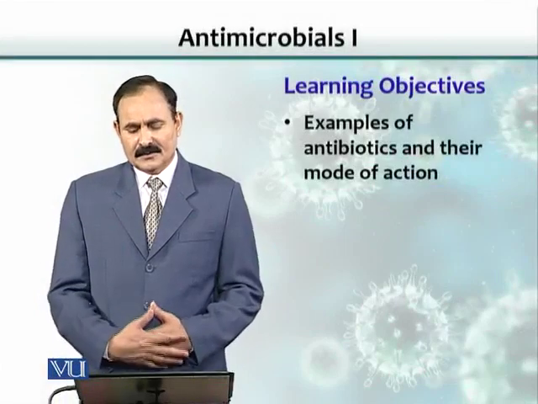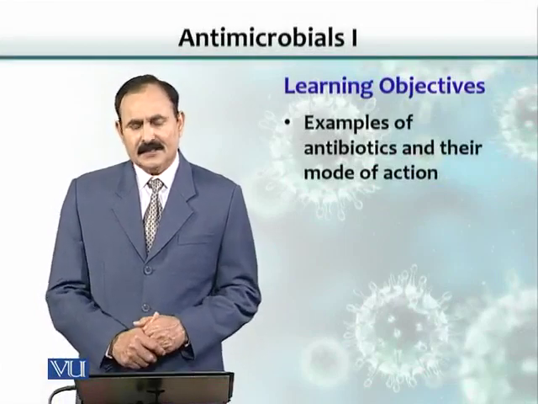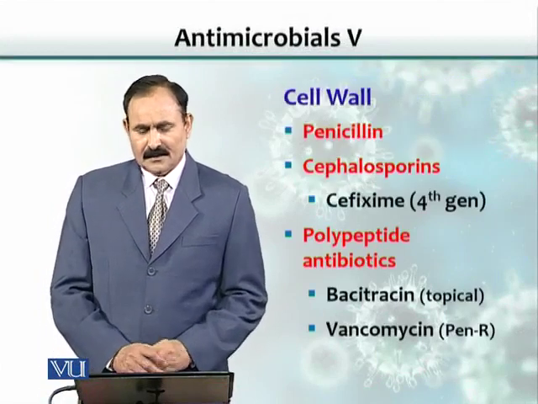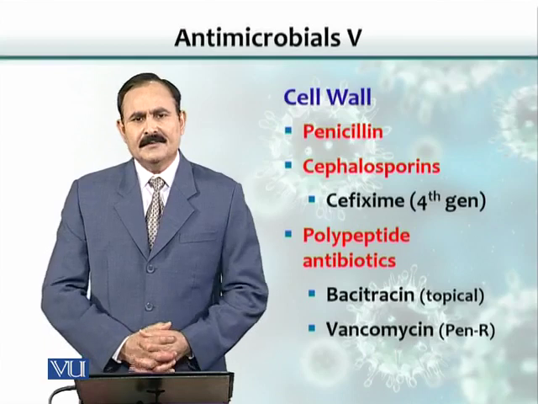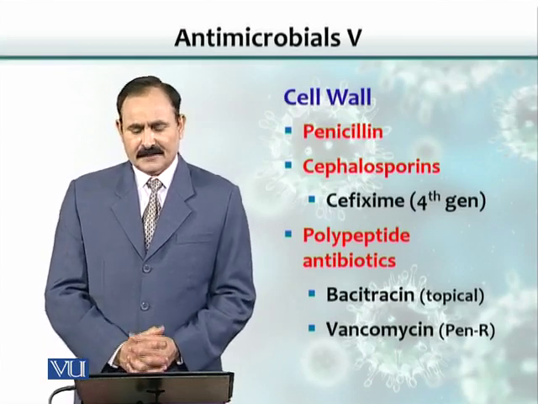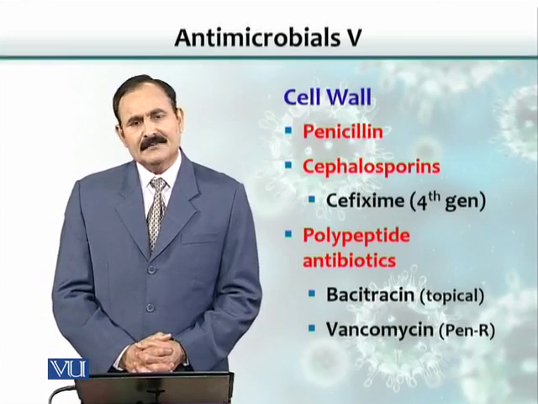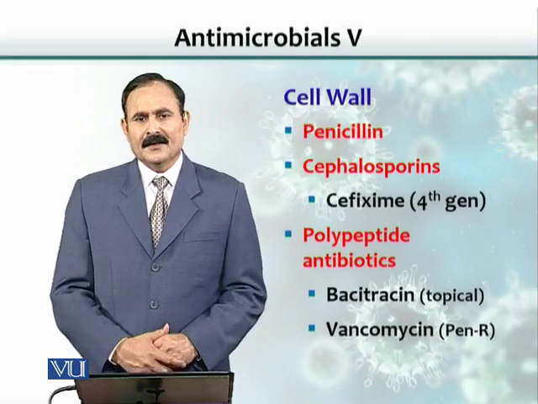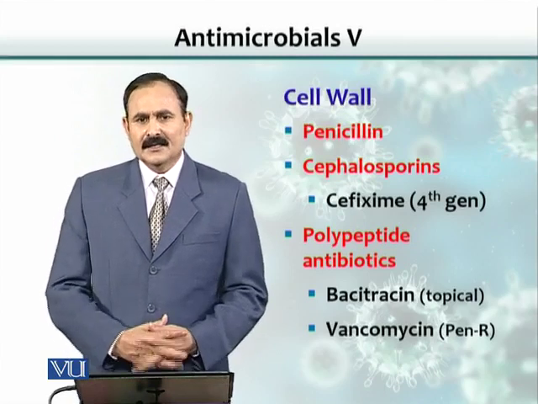Learning objectives include examples of various antibiotics and their mode of action. There are antibiotics that inhibit cell wall synthesis, and examples include penicillin, cephalosporin. Cefoxiam is the fourth generation. Just remember that there are various generations of antibiotics made over time.